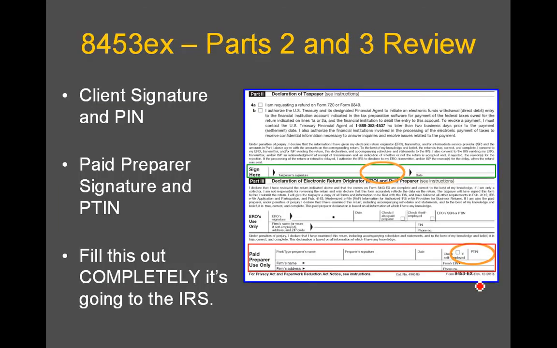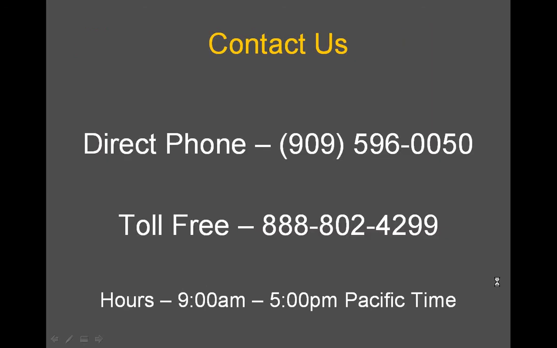Okay. So just to quickly review Parts 2 and 3, because I know that's the confusing stuff. Client signs here. You want to make sure you have their PIN number here and the date here. And you, the paid preparer, will sign here with your PTIN here. And you'll also want to date it here. You want to make sure that you fill out this whole section completely, because a copy of this form is going to the IRS. They are going to see it. They are going to review it. So you want to make sure that it's complete. And that's Form 8453. That's the whole thing.